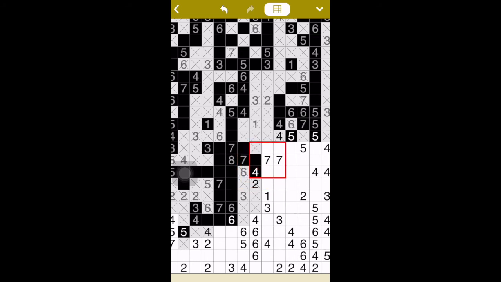Oh, okay, so there's another. Okay, so this is a diagonal here, the 4 and the 7, right? Look at the two spaces shared by the two numbers overlapping, right?